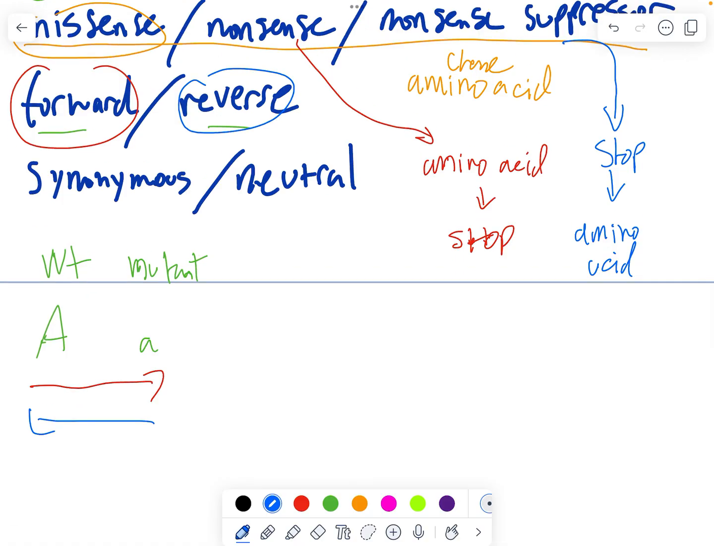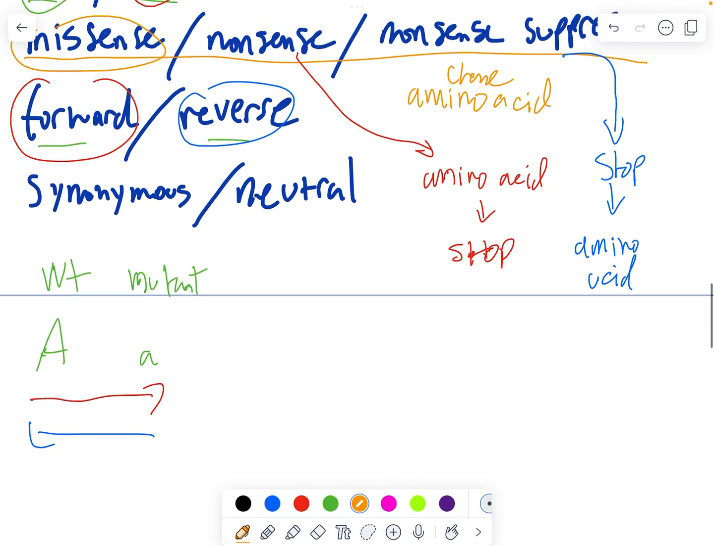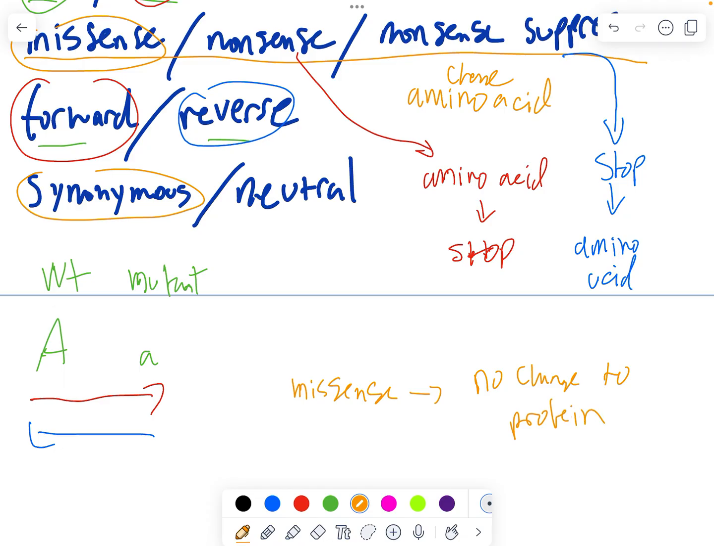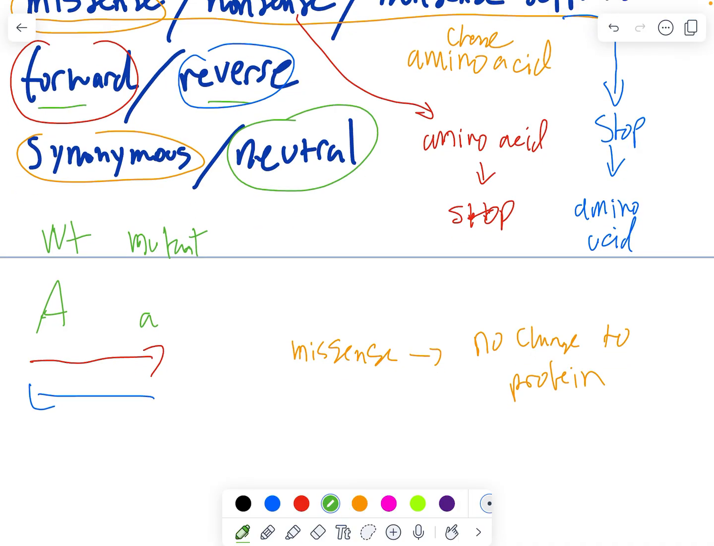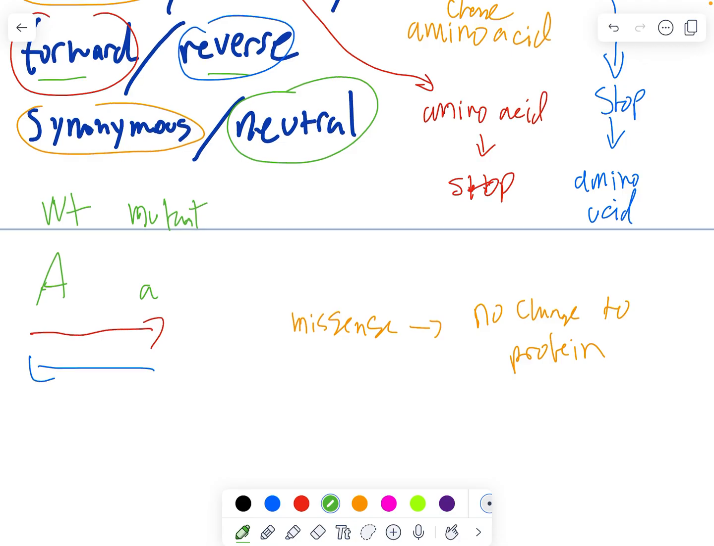And then one last way that we can think about mutations is whether or not they're functionally consequential. If a mutation is synonymous, that means we have a missense, but that missense does not change the protein. But if a mutation is neutral, that means that we've changed the bases, but we haven't changed the amino acid.